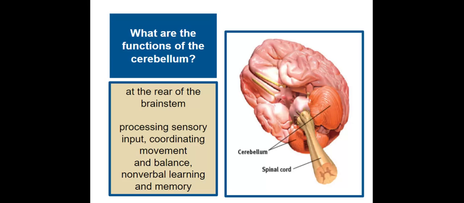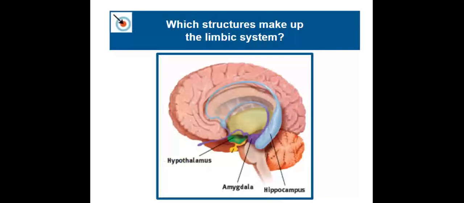All right, let's talk limbic system. These are the parts of your limbic system, and your limbic system, among other things, handles fear, aggression, and various other emotions. It also helps with your balance.